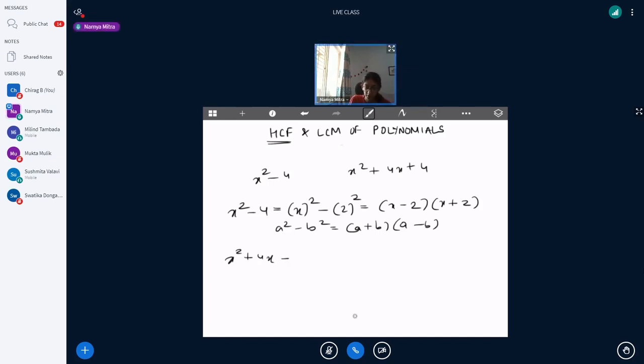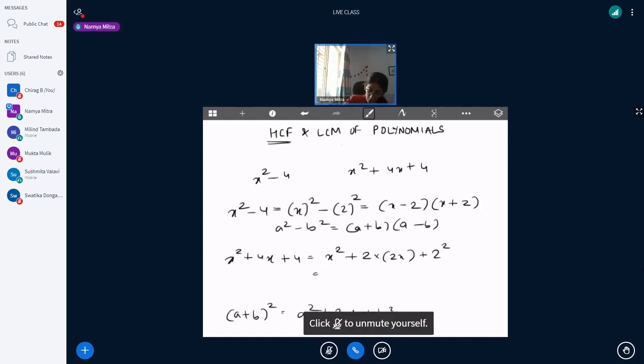And x square plus 4x plus 4 is of the form, so one, you can do this using splitting the middle term method. So you will get x square plus 2x plus 2x plus 4. But if you can identify that this is again another formula. So this is x square plus 2 into 2x plus 2 square. You see that this is of the form a plus b square, which is a square plus 2ab plus b square. So this will be equal to x plus 2 whole square, which is x plus 2 into x plus 2.